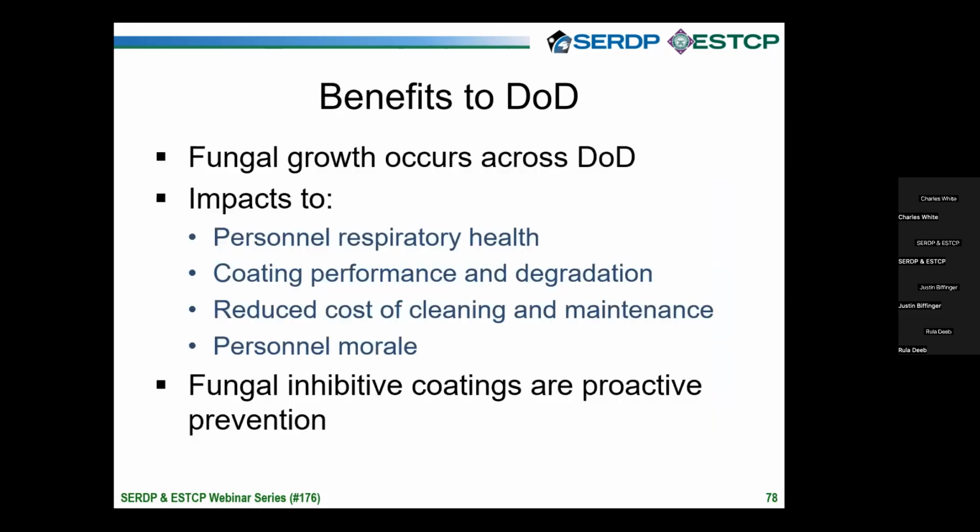The overall benefits to the DoD from this work are to reduce fungal growth for platforms across the DoD and prevent impacts to personnel respiratory health, and prevent degradation of coating performance and reduce the occurrence of corrosion across DoD platforms.